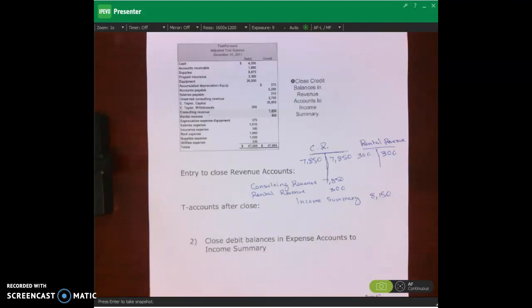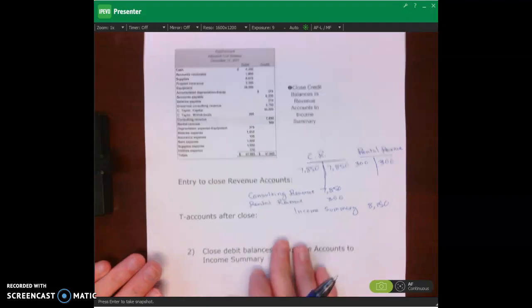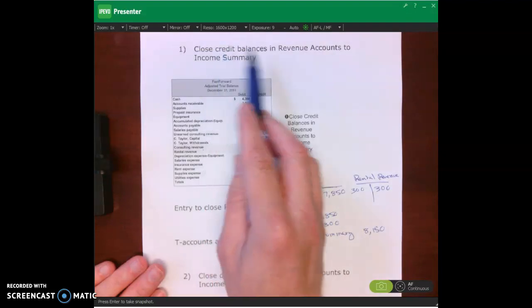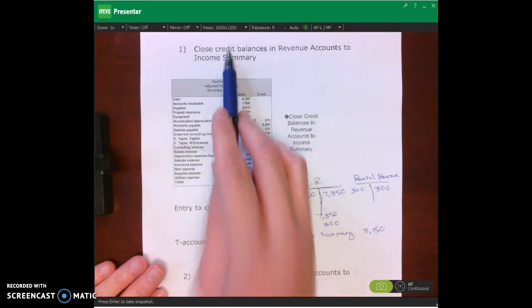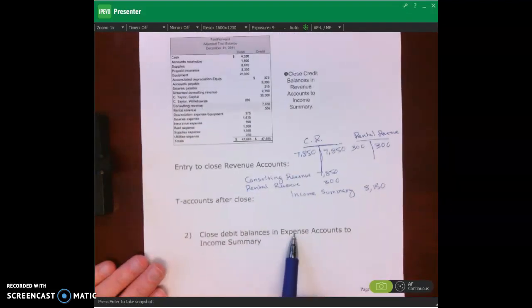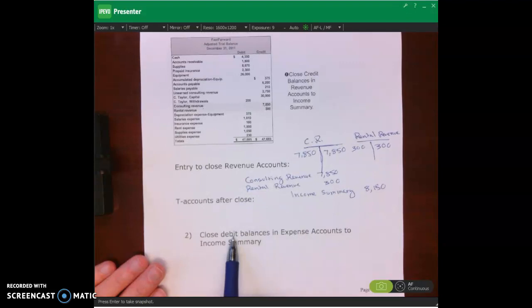The second step is to close out our debit balances in our expense accounts, such as rent expense, depreciation, supplies, insurance, to income summary. Okay? So if you look at steps 1 and 2 again, it says close out the credit balances. What this is telling you, right? Remember, the normal balance for a revenue account is a credit. That's why it has a credit balance. The normal balance for an expense account, such as rent expense, is a debit. That's why it says close the debit balances.